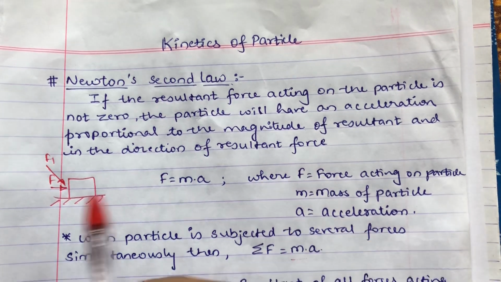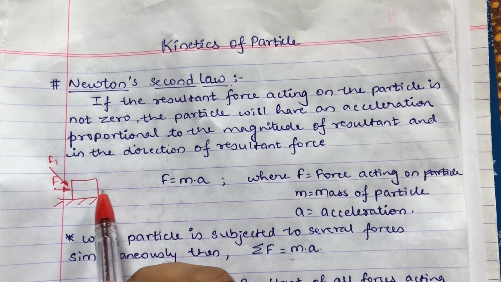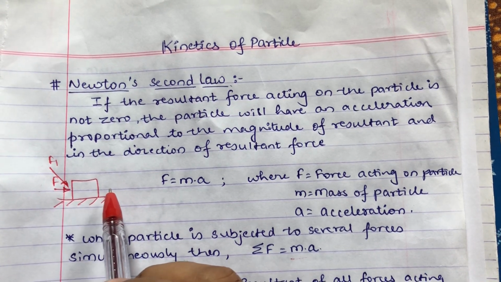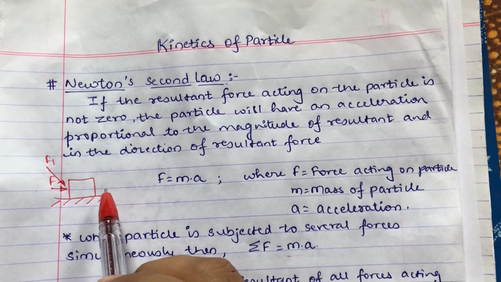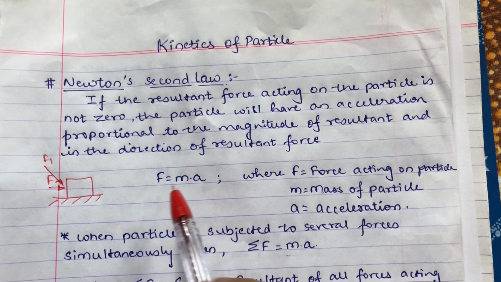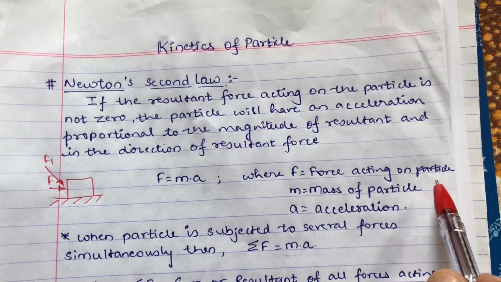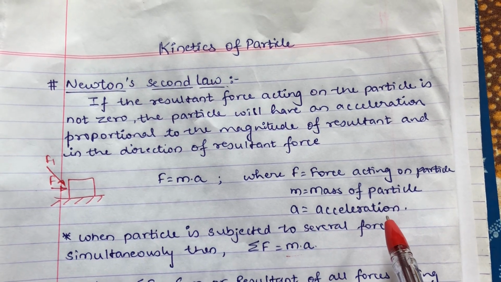What does this mean? That if the force is applied on a body, there will be a motion, and just because of the force there will be an acceleration which will be in the direction of the motion, and that is being mentioned here. Now F is equals to ma, where F represents the force acting on a particle, m represents mass of a particle, a is an acceleration.